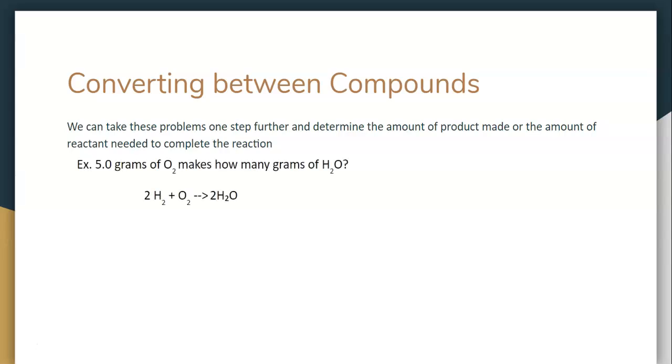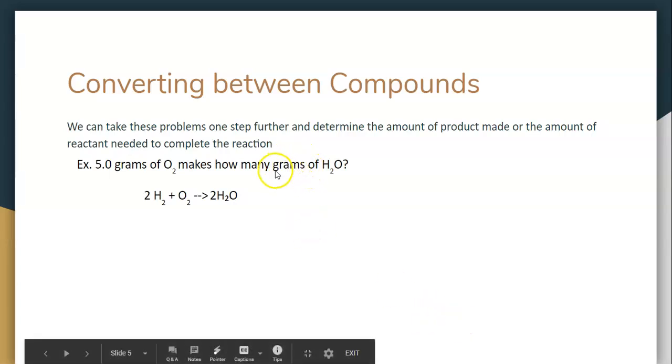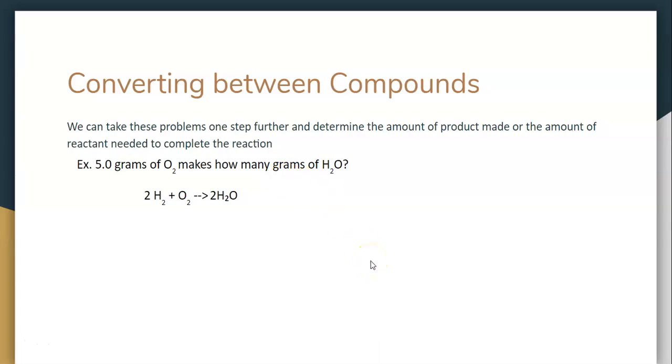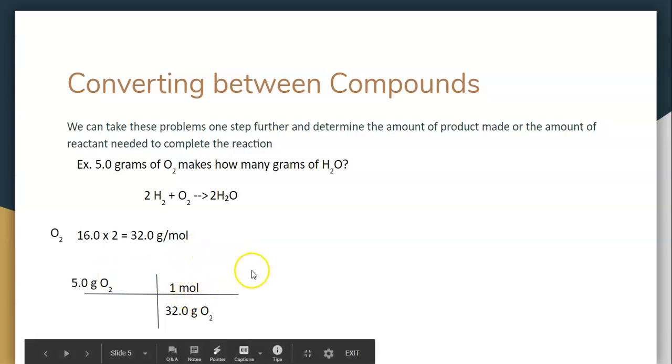So, same problem, except this time, instead of asking me how many moles of H2O, I changed it to how many grams. So this is going to look very similar to what we just did. We're just going to take it a step further. So again, I need to figure out my molar mass of O2, which again is 32. 16 for the mass of 1 oxygen times 2 because there's 2 atoms of oxygen in my molecule. I'm going to draw my fraction chart. I'm going to write my given, which is 5 grams of O2. I'm going to put my molar mass on the bottom because I want to make sure I cross out grams, and it's grams per mole.